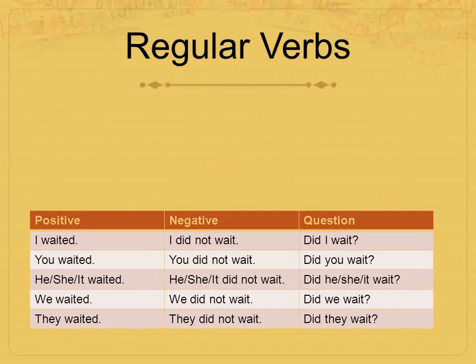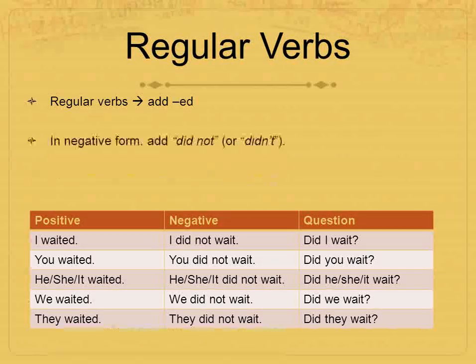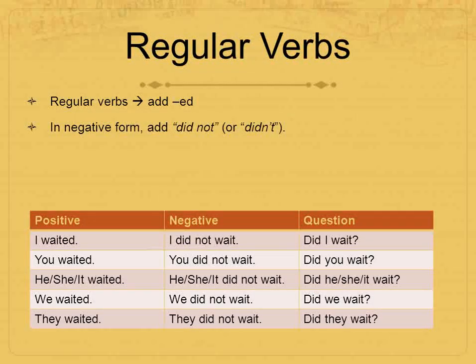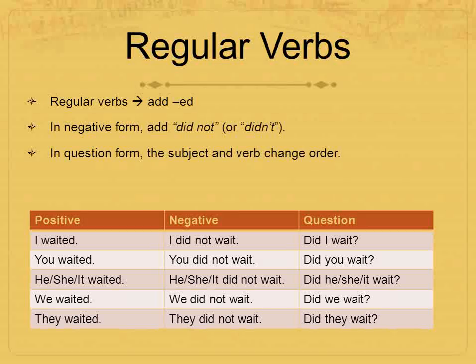Okay, regular verbs. So you can see we have positive, negative, and questions. For regular verbs, you just have to add ed to the end. For the negative form, we will use did not, or didn't, to make the sentence negative. And in question form, the subject and the verb change order.